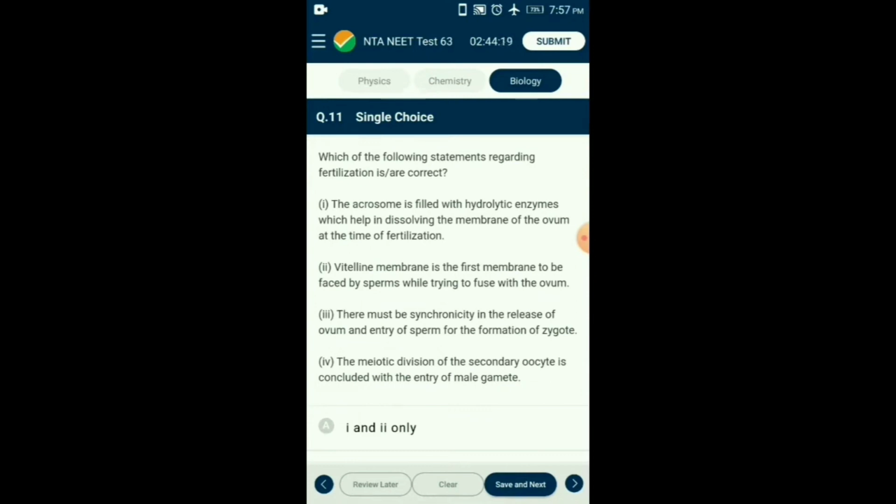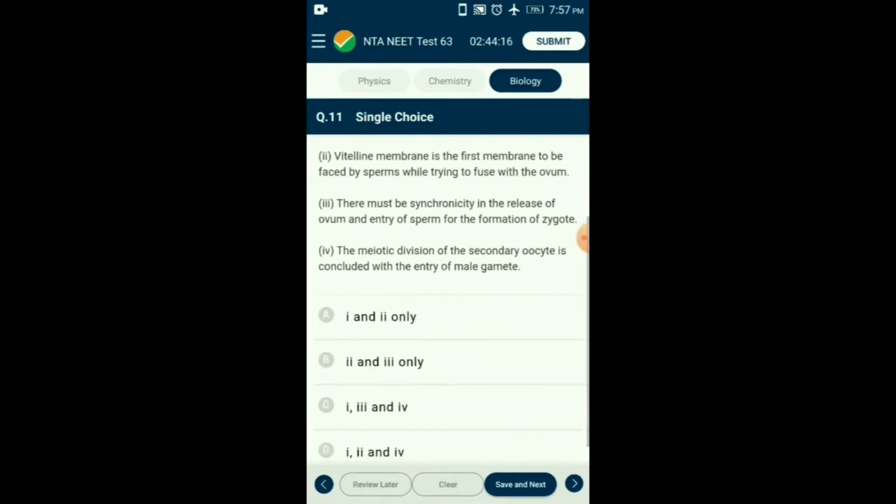So the answer for this question is option C. From the given four statements, statement 1, 3 and 4 are correctly given.